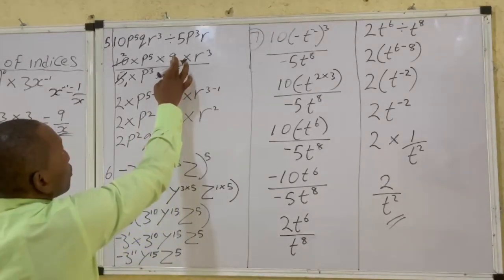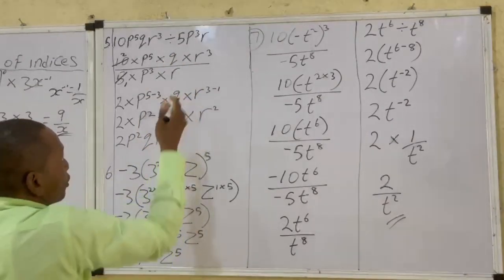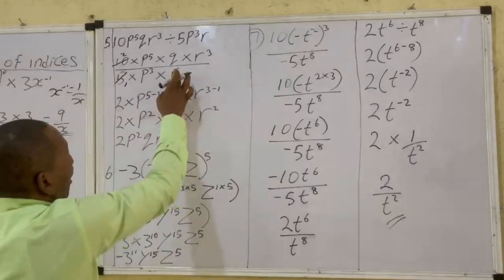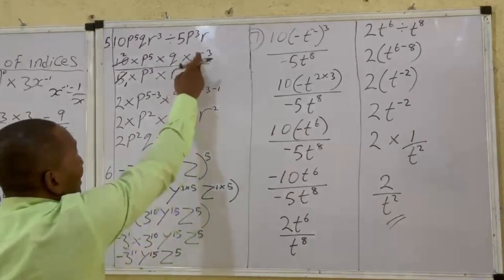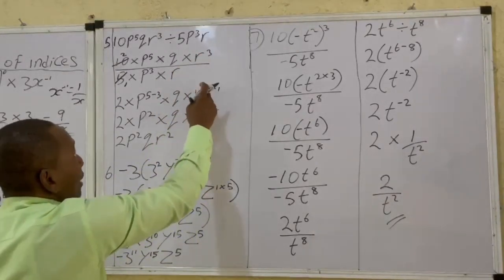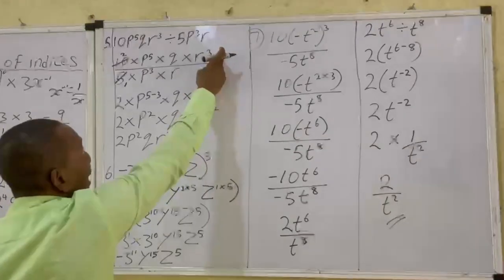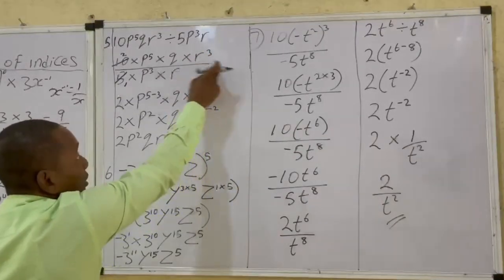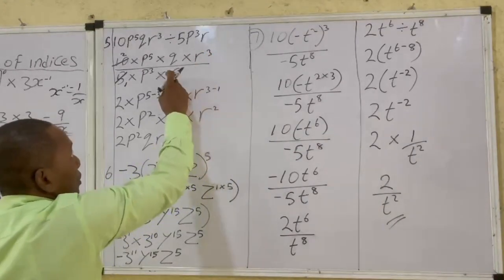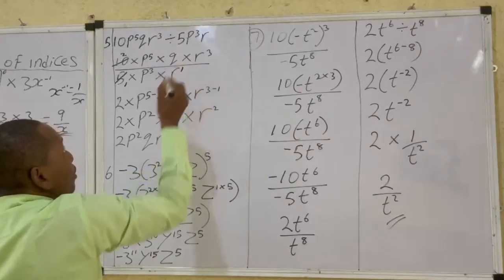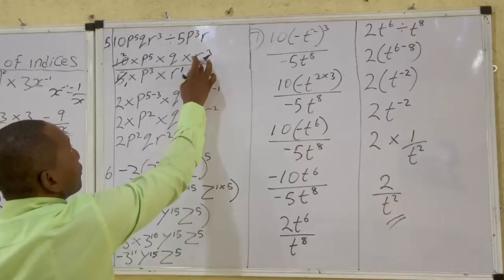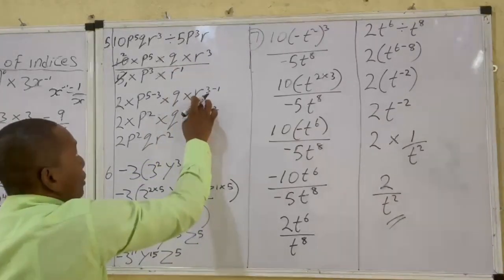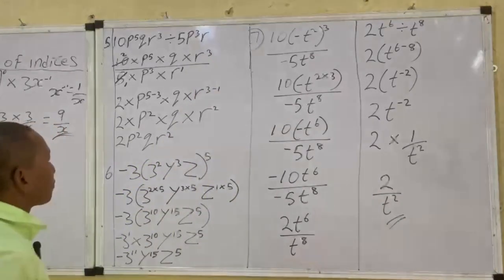Now, do we have any q? No. I'll just put the q down. We have r here. We have r here. So they are the same base. I'll pick one r. Because of the division sign, I'll put 3 minus. Remember, the minus is because of the division sign. 3 minus 1. Remember, there's an invisible 1 here. So I have pick one of the r, then 3 minus 1.